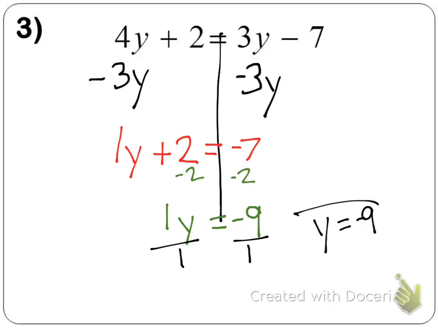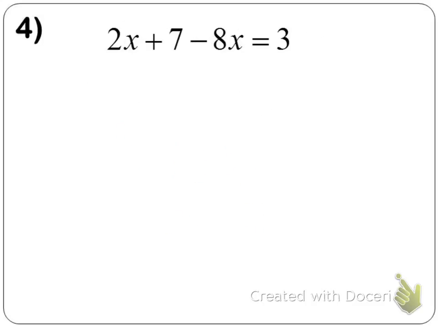Very good. Some of you might have noticed, like right here, y is the same thing as 1y. So if you wanted to drop the 1 and be done on the green step, that's fine too. If you like the dividing just to keep them all consistent, that's great. As long as you got negative 9, you're good. What are your questions? All right, here's number 4.